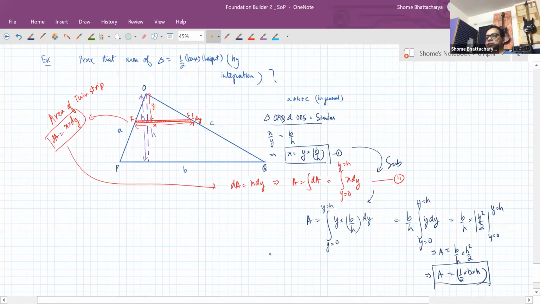Sir, so the same method can also be used to find the area of a circle. Yes, exactly. In fact, in the next derivation, I'm going to show you that we can prove that the area of a circle, or the surface area of a disk, is pi r square, by using integration. But there we will slice the disk into rings. Here we have sliced the triangle into horizontal strips. There we can slice it into horizontal strips also, but it will be more convenient to slice it into thin concentric rings.